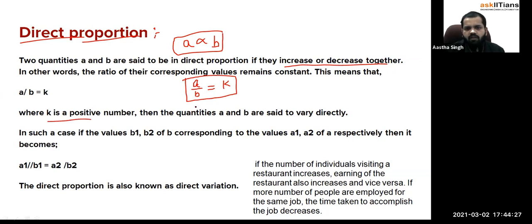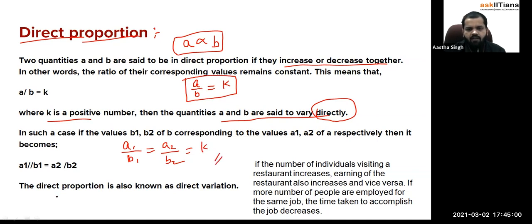Where K is a positive number and the quantities A and B are said to vary directly. These are directly proportional. In such a case, if the values B1 and B2 of B correspond to the values A1 and A2 of A respectively, then it becomes, sorry, A1 upon B1 is equal to A2 upon B2 is equal to some constant K. The direct proportion is also known as direct variation, right? They both increase or decrease at the same moment. Okay.